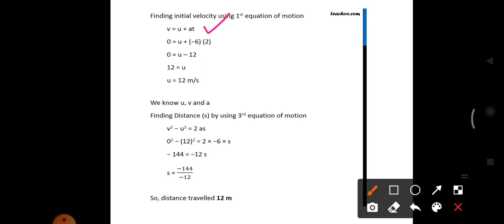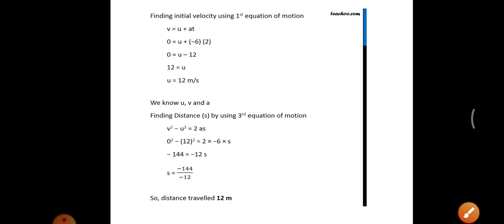V equal to u plus at. The final velocity is 0. The initial velocity we don't know, so put u plus minus 6 into 2. When we multiplied minus 6 into 2, minus 12. So 0 equal to u minus 12, so u equal to 12. And u is the initial velocity, so the unit is meter per second.